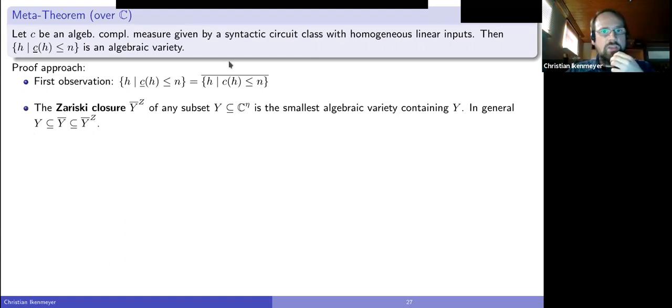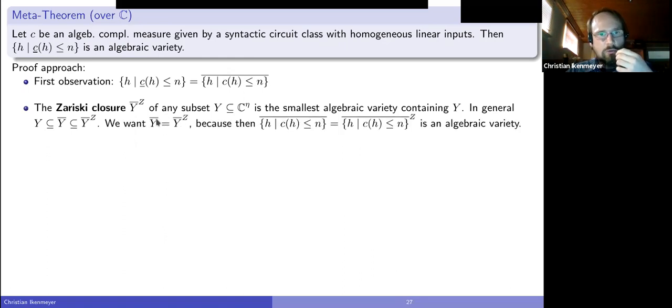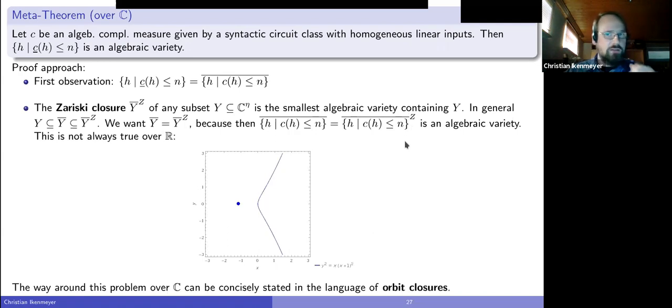So of course, if this closure here would be equal to the Zariski closure, that would be amazing, because that would mean that this set is indeed an algebraic variety. So yeah, we want that. If the closure is equal to the Zariski closure, that's perfect, and this is actually an algebraic variety. Interestingly, this is not always true. This actually depends on your field. I think this example here is fairly instructive, actually.